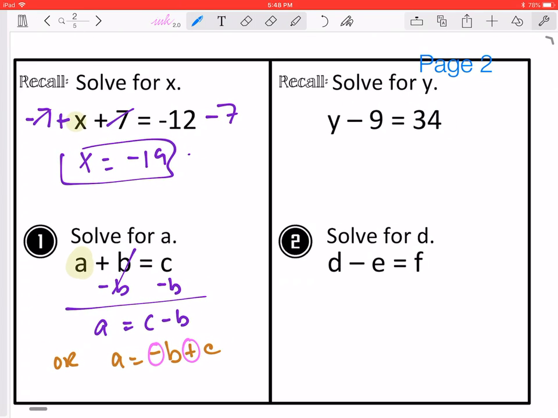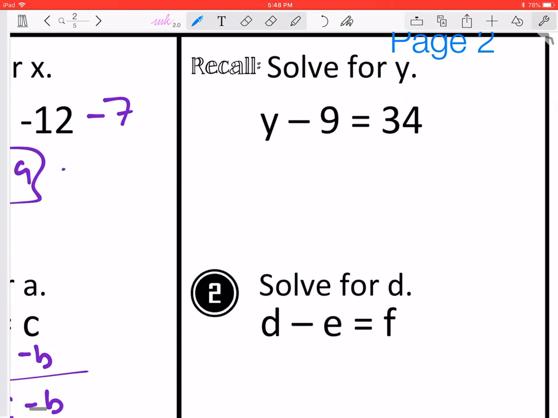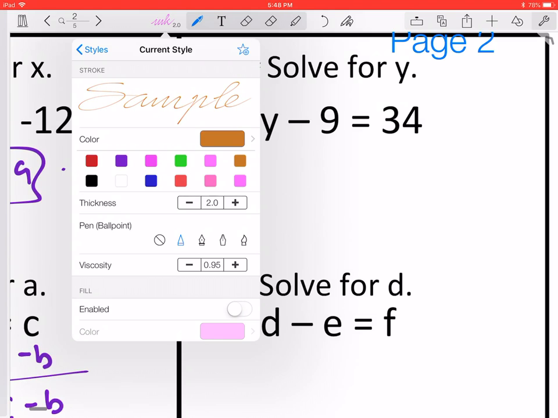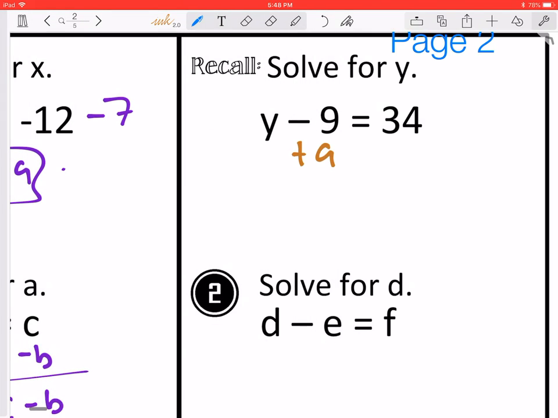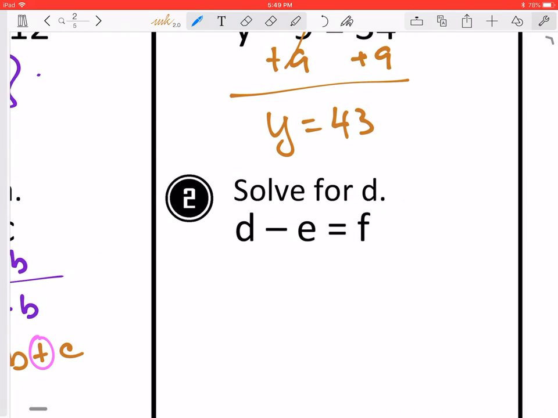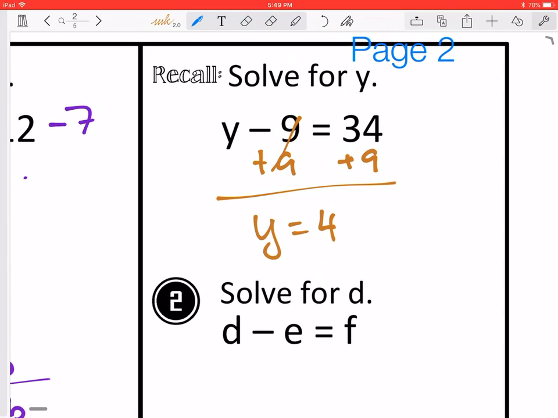So now let's go over and look at the second recall. All right, solve for y. Well, just like before, we're going to add 9. The inverse of negative 9 is positive 9. We're going to add it to both sides. That's going to give us y is equal to 34 plus 9, which is 43. Not too bad, right? We're going to do the same thing for our actual literal equation.